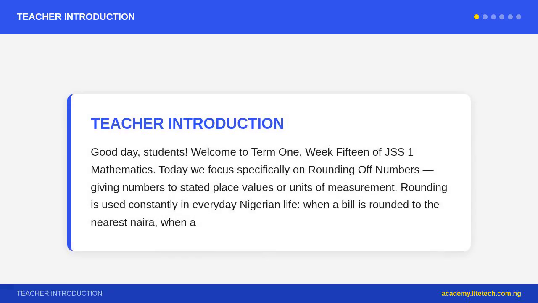Today we focus specifically on rounding off numbers, giving numbers to stated place values or units of measurement. Rounding is used constantly in everyday Nigerian life, when a bill is rounded to the nearest naira, when a distance is given to the nearest kilometer, when a population figure is given to the nearest million. By the end of this lesson, you will be able to round whole numbers and decimals to any given place value, round measurements to specified units, and apply rounding correctly in multi-step problems without introducing compounding errors.